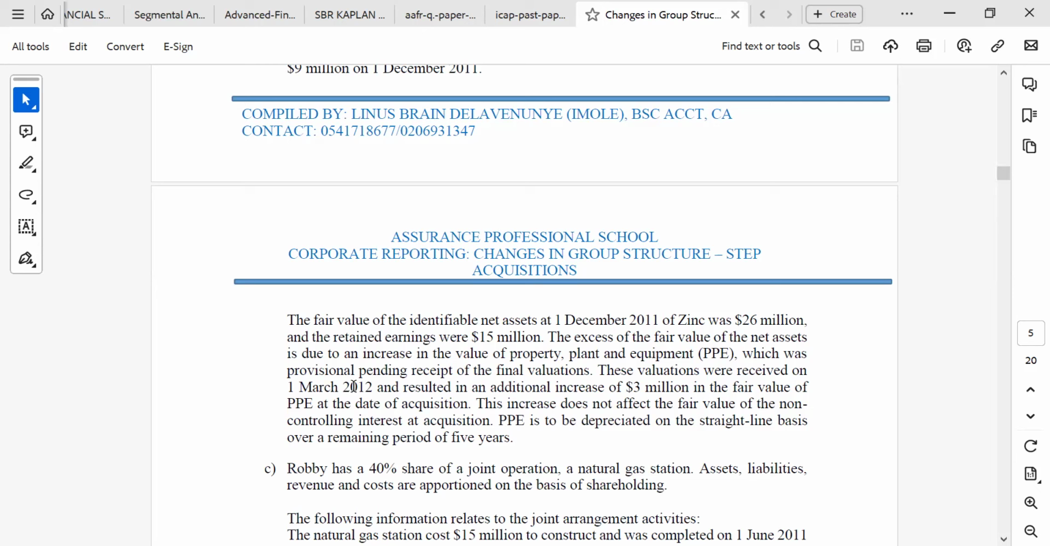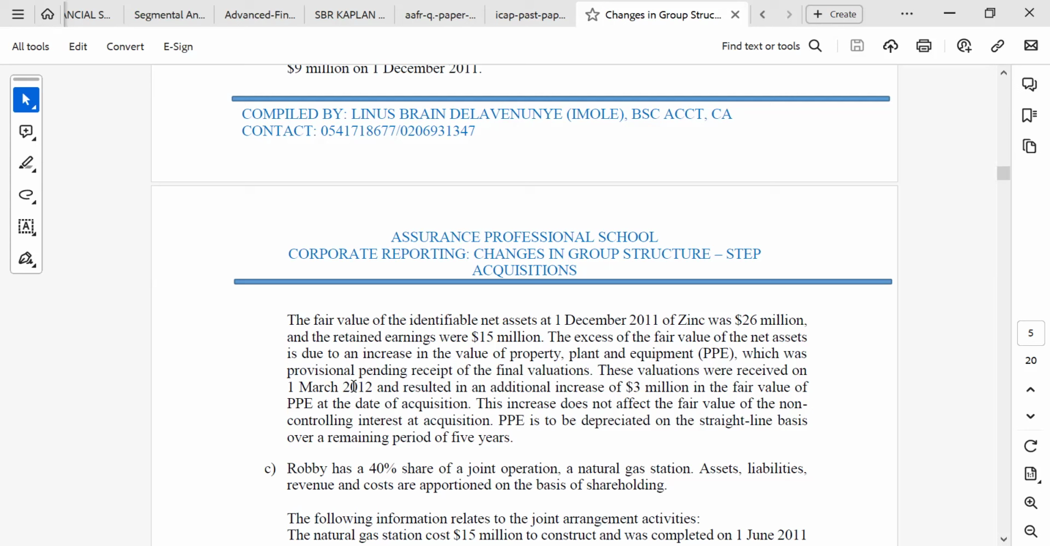But what you have to know is that we have what we call the measurement period. It is a period allowed for the acquirer to determine the fair value of the assets. So if the fair value of the assets is received before the reporting date, that value should be treated as if it had been there, because it relates to the assets. It's not a revaluation.